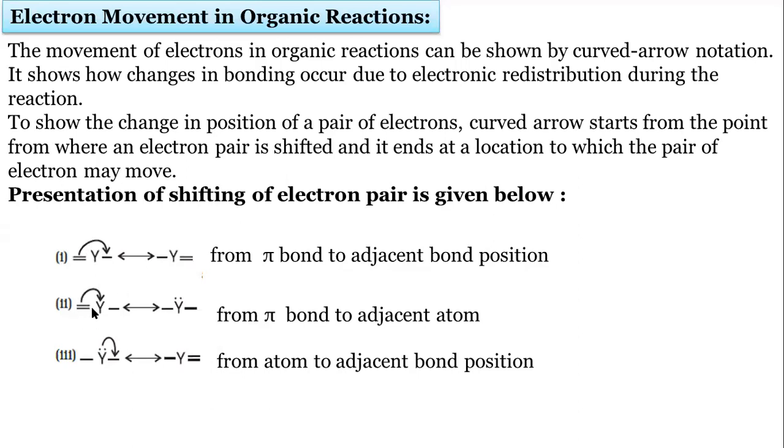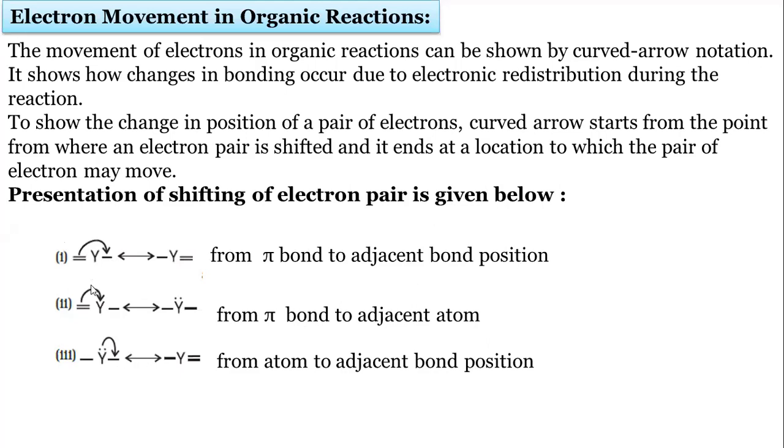Then again in the second example, from this pi bond to adjacent atom. This is the first case. We can shift the electrons to alternate adjacent bond position also. We can shift the electrons, this pi bond to adjacent atom. So if these electrons are shifted to Y, this Y will acquire the lone pair of electrons. So it is clearly shown. We can see here the lone pair of electrons.